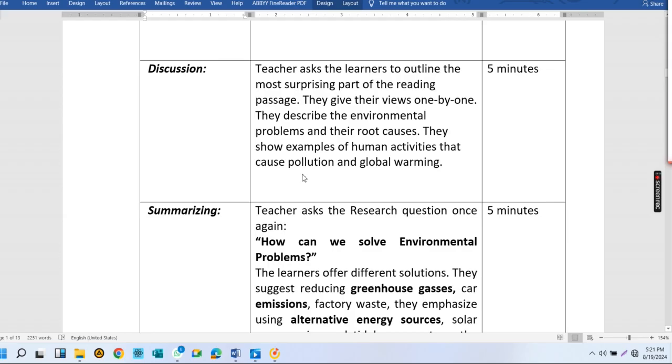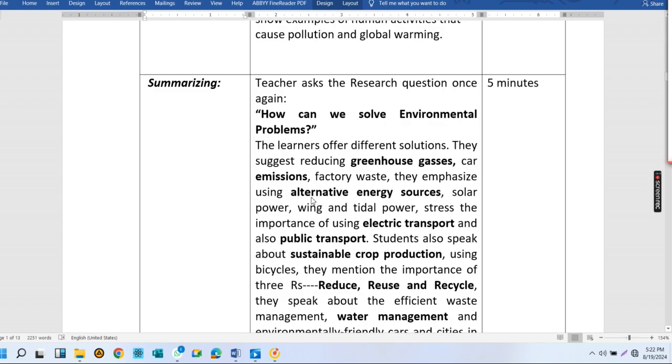Then they will describe the environmental problems, and one by one they will give the root causes of environmental problems. They will show that the human factor is the most important factor in global warming and environmental pollution. They will show examples of human activities that harm our environment. And once more, the teacher will ask the research question. The teacher will organize the discussions around the research question, which is how can we solve environmental problems, and learners will offer their solutions.